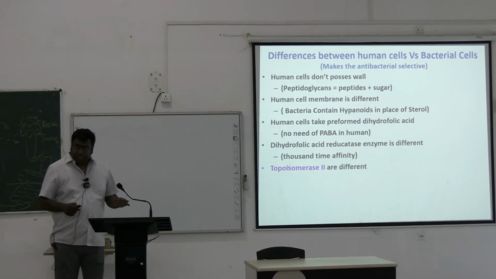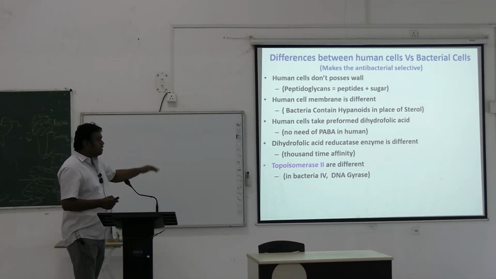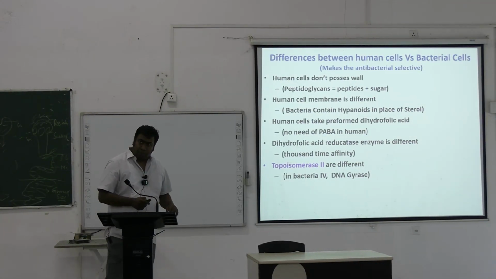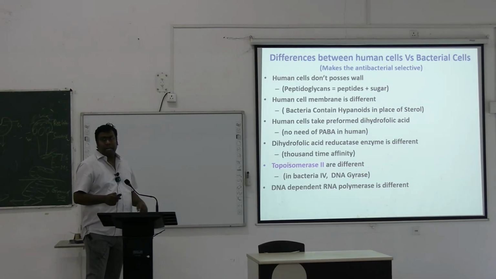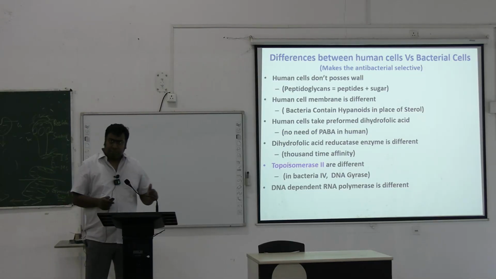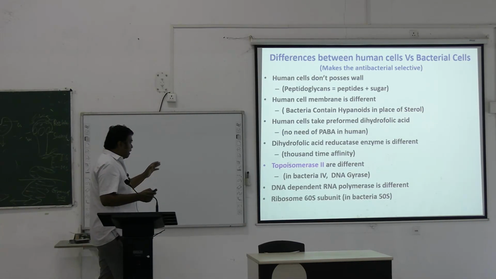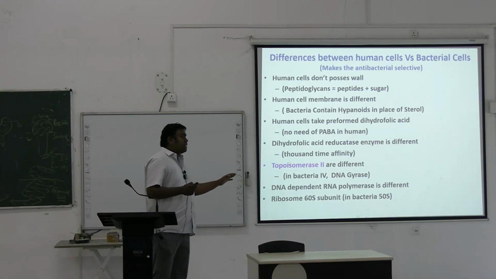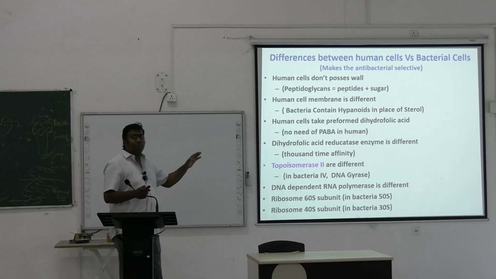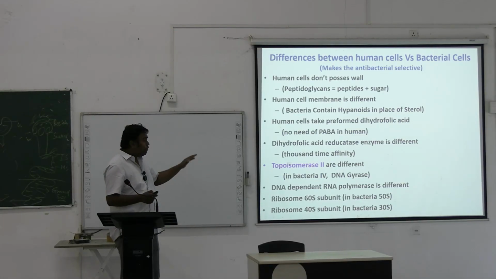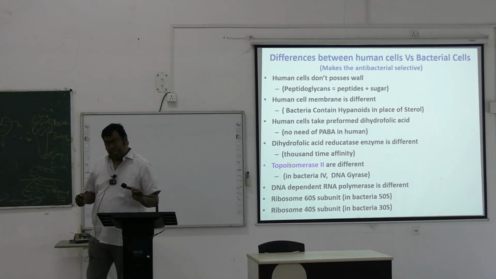Topoisomerase 2 are different, মানে DNA gyrase যেটা topoisomerase 2 are different for bacteria. This DNA gyrase or topoisomerase 4. DNA dependent RNA polymerase are characteristically different from the bacterial RNA polymerase, and human body has a ribosome 60S instead of 50S, which is present in the bacteria, 40S instead of 30S. Clear এই পর্যন্ত?